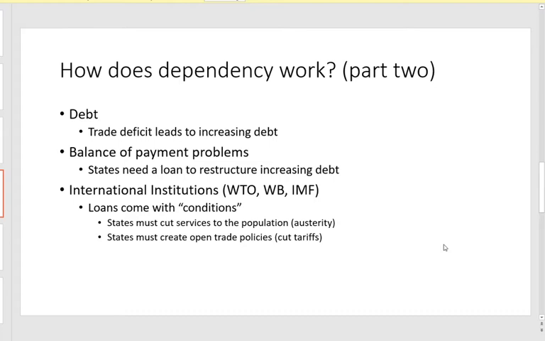It starts with trade deficit, and then you go into debt, and then when you have to restructure that debt, the international institutions have enough power.